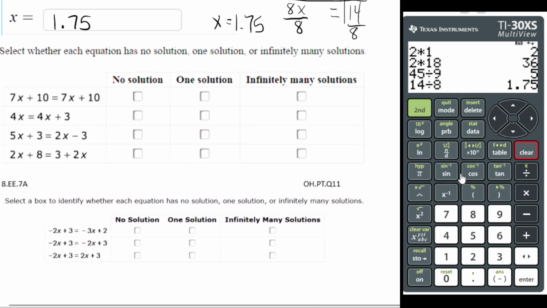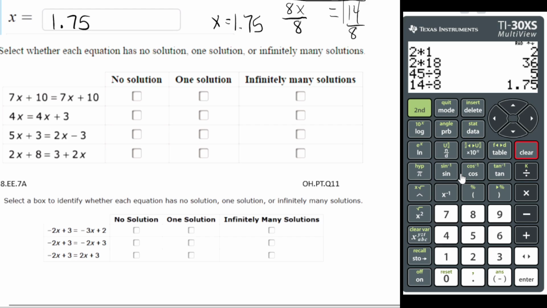All right. These we're going to rapid fire through a bit, because these are short, simple equations. Select whether each equation has no solution, one solution, or infinitely many solutions. All right, so let's talk about this. Could I go through the work of solving each and every one of these? Yes, but let's talk about some things that we can see without even having to do any algebra.